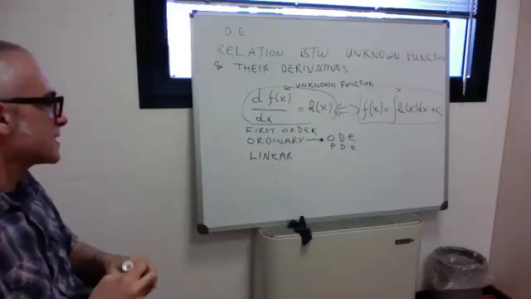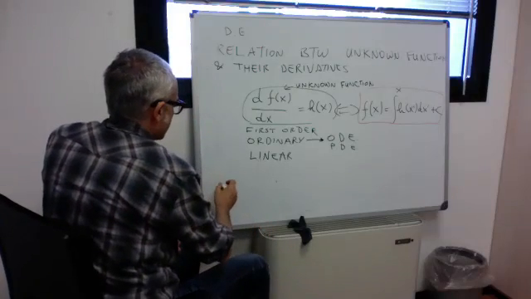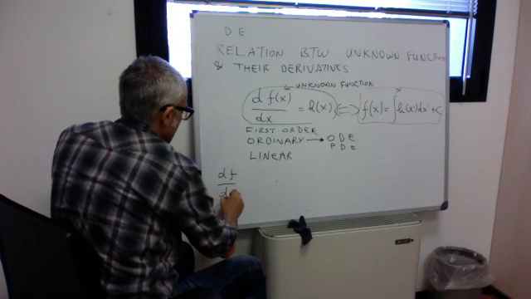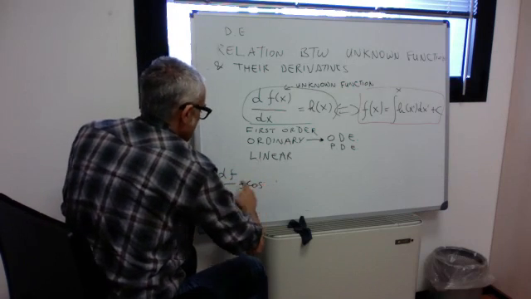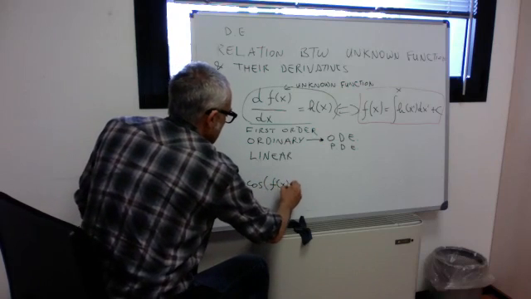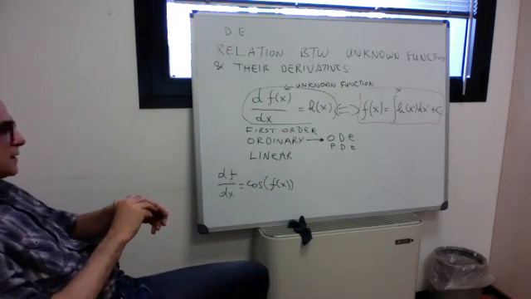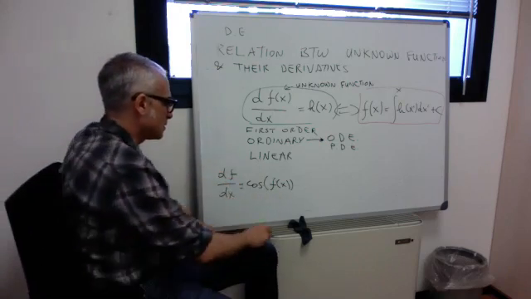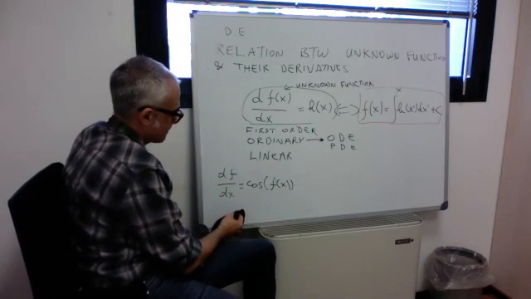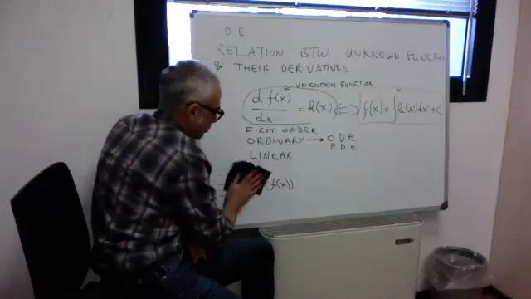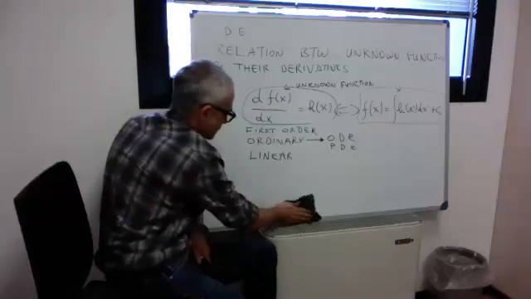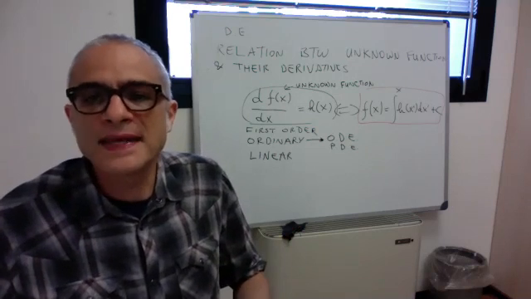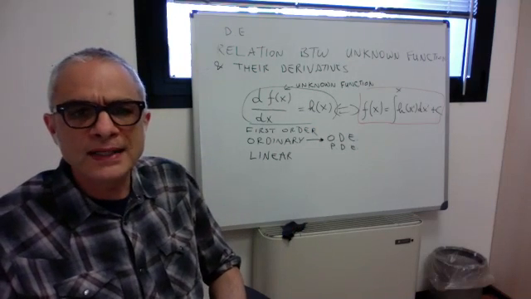Okay, so for example, the derivative with respect to x of f equals the cosine of f, that would be nonlinear. Okay, this is a nonlinear function of f. But we are not going to deal with this kind of equation in this course, if I'm not mistaken. So basically, we stick to linear.